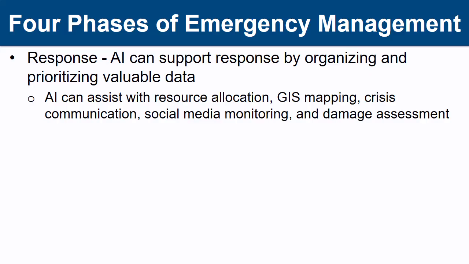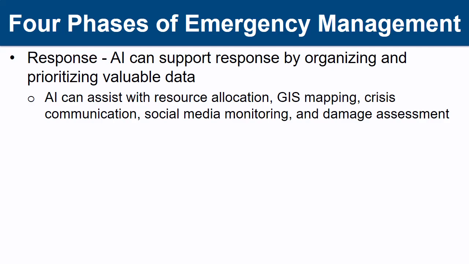AI integrated with geographic information systems can help identify damaged areas and visualize where resources may be needed. AI can also support social media monitoring by identifying emerging reports of flooding, trapped residents, infrastructure damage, or other problems. But do not forget about misinformation. A social media post claiming that a bridge has collapsed does not automatically mean that the bridge has collapsed. AI may identify the report. Humans still need to verify it.